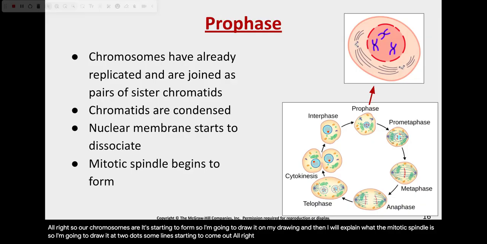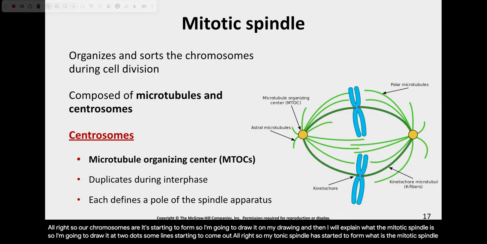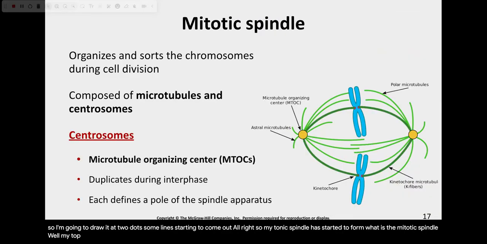All right, so the mitotic spindle has started to form. What is the mitotic spindle? Well, the mitotic spindle is what coordinates the chromosomes moving during cell division and coordinates them splitting during cell division. So the mitotic spindle organizes and sorts our chromosomes, and it's composed of two parts. It's composed of the centrosomes.